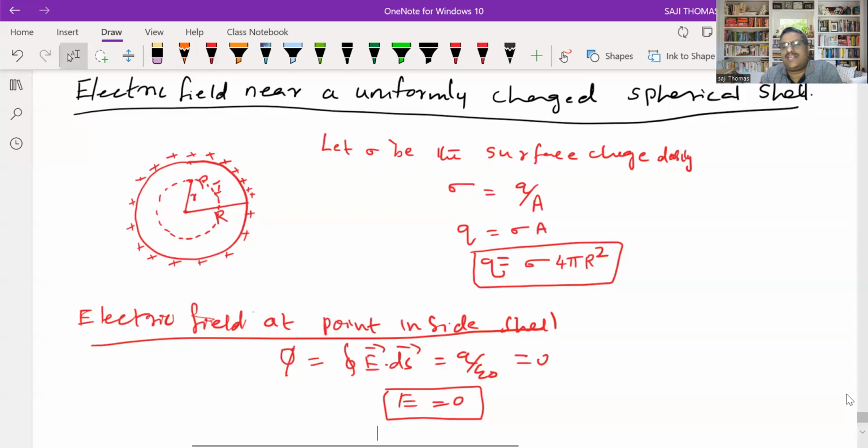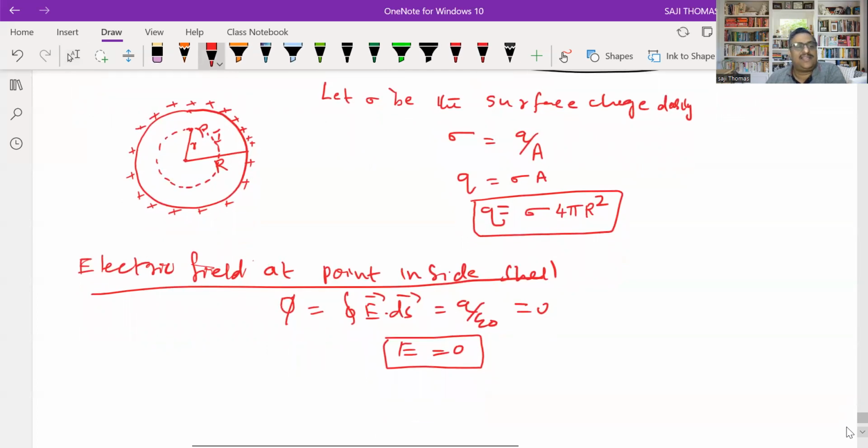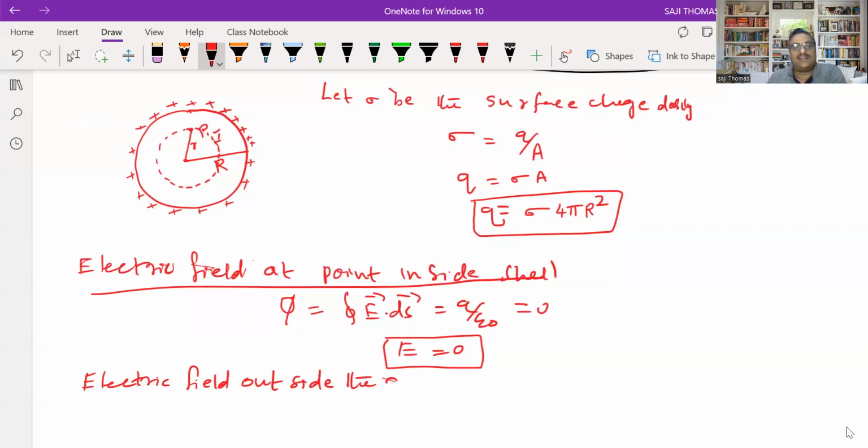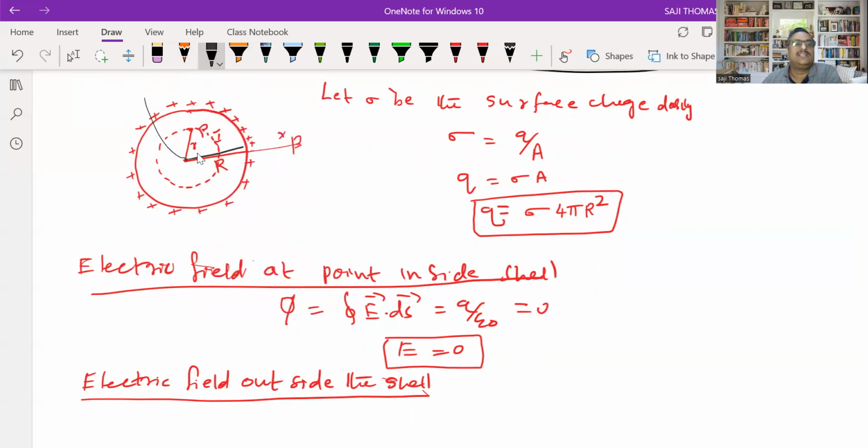Now, let us find the electric field outside the shell. For that, you imagine a point outside, P. Now you consider a point outside the shell at a distance small r from its center. This distance is r.